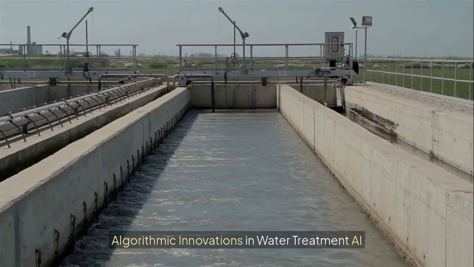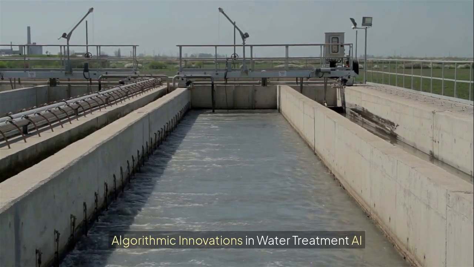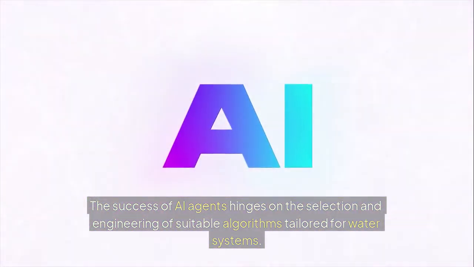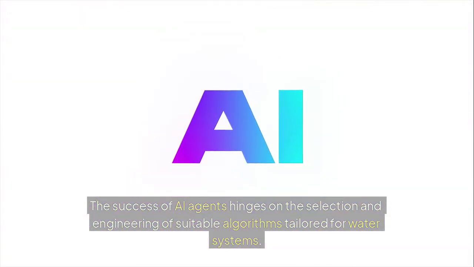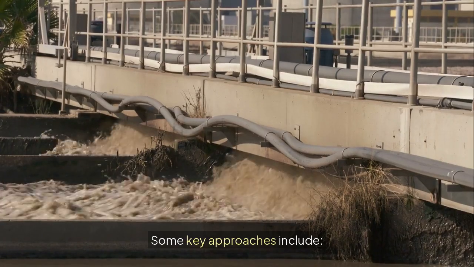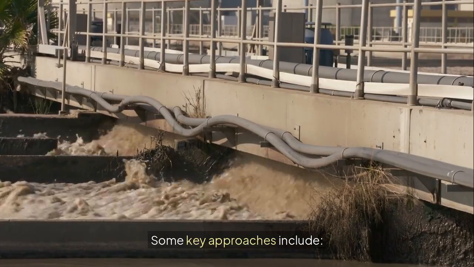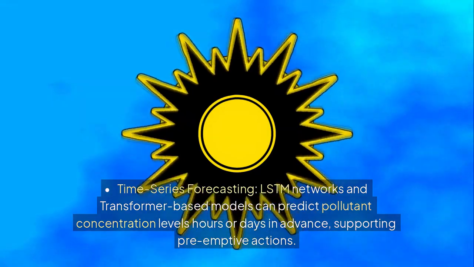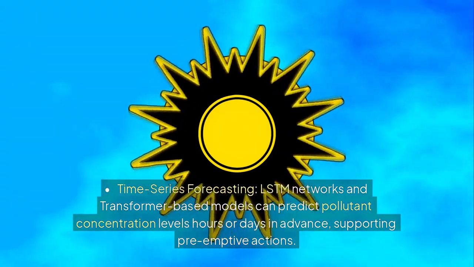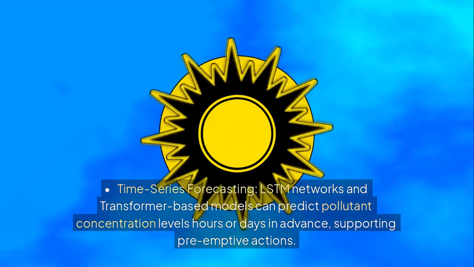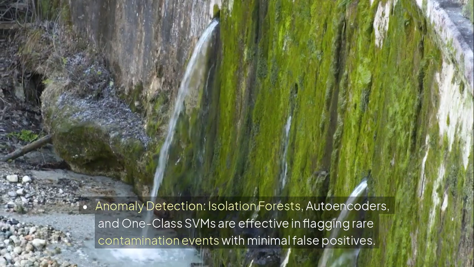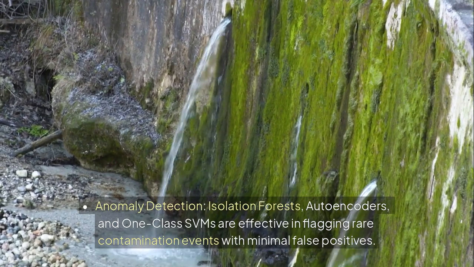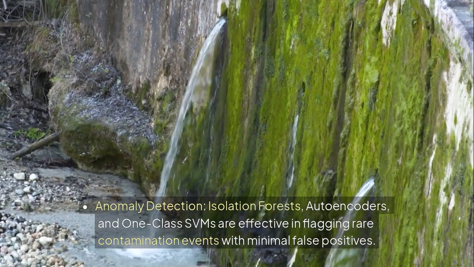Algorithmic innovations in water treatment AI. The success of AI agents hinges on the selection and engineering of suitable algorithms tailored for water systems. Some key approaches include time series forecasting. LSTM networks and transformer-based models can predict pollutant concentration levels hours or days in advance, supporting preemptive actions. Anomaly detection. Isolation forests, autoencoders, and one-class SVMs are effective in flagging rare contamination events with minimal false positives.